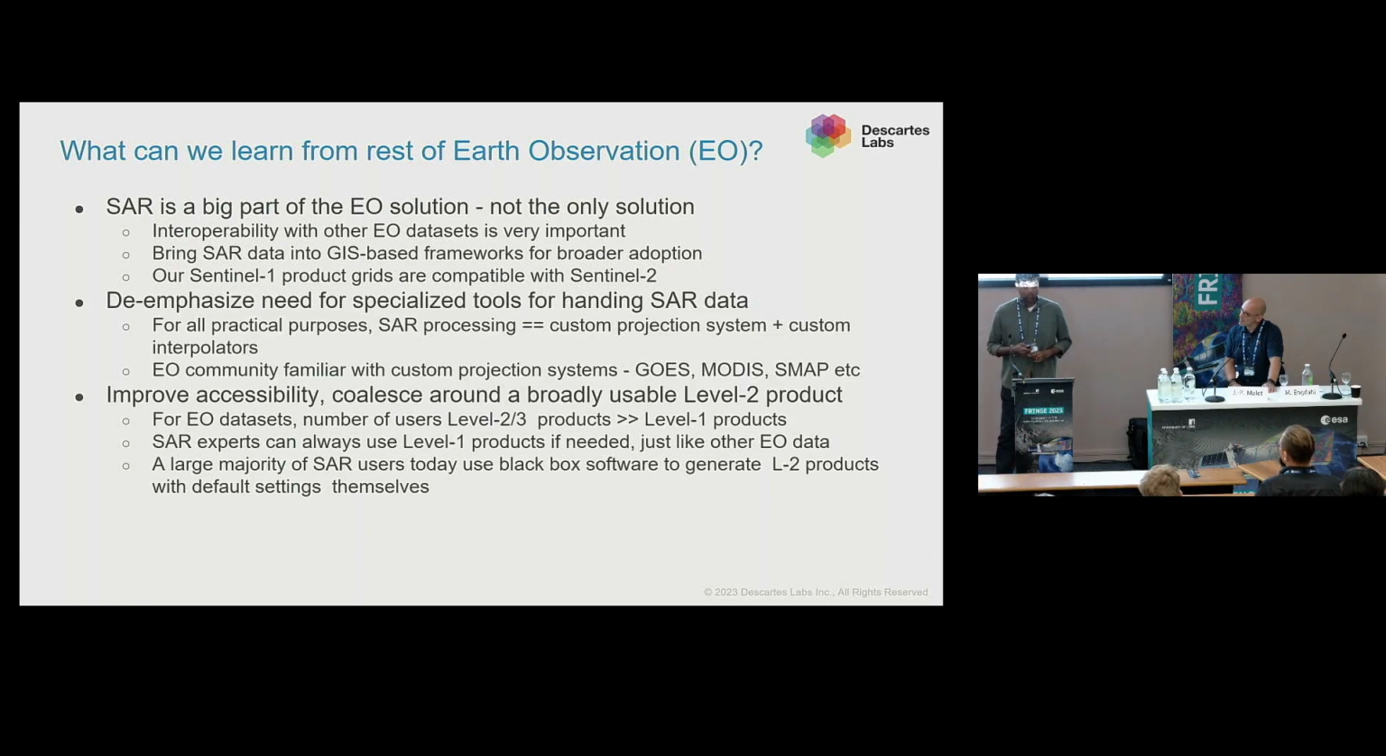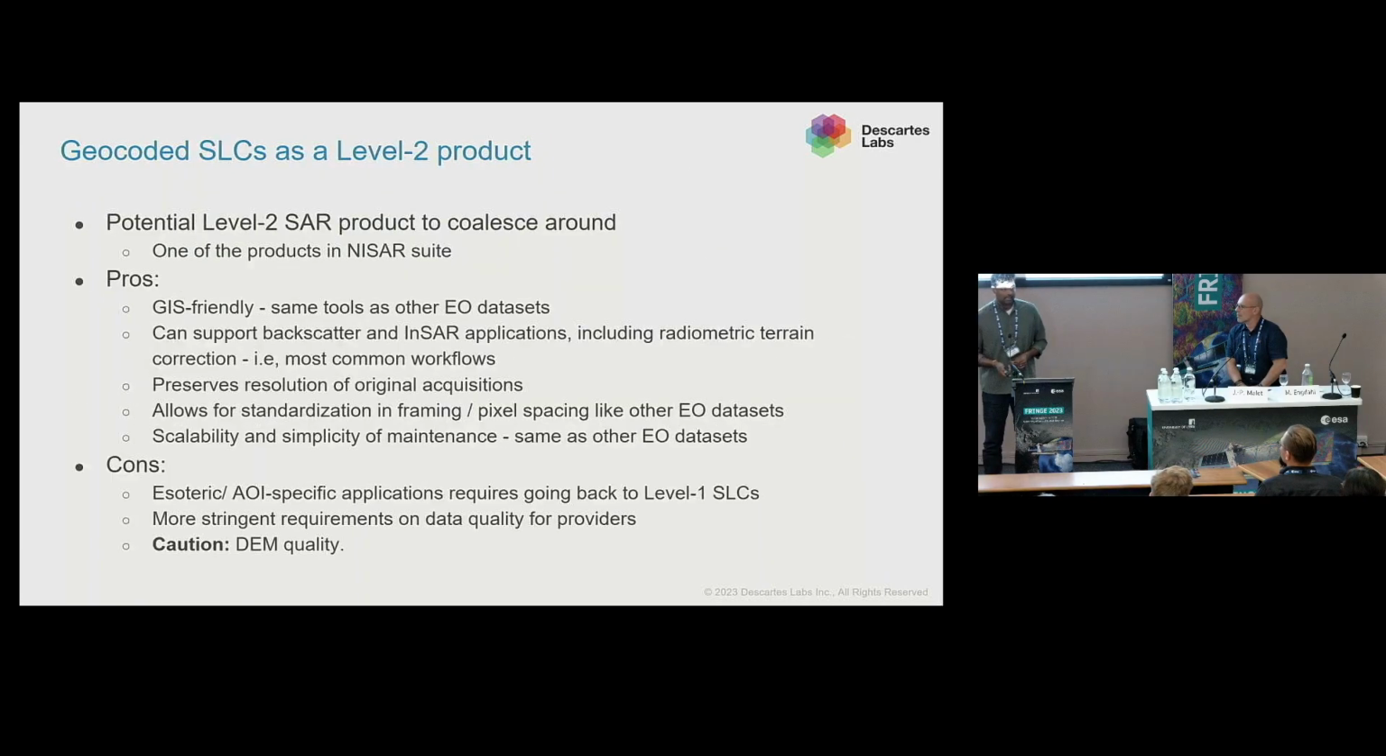And one thing we could really do, which I hear again and again, is coalesce around a usable level 2 product. For most Earth observation data sets, the number of level 2, level 3 products is significantly greater than level 1 products. We don't have a standardized level 2 product in the SAR world. A large majority of the users just do the same standard processing themselves again and again. So hence the work from JPL folks on geocoded SLCs is a good start, and I think we as a community should start thinking about coalescing around a geocoded SLC as a proper level 2 product.